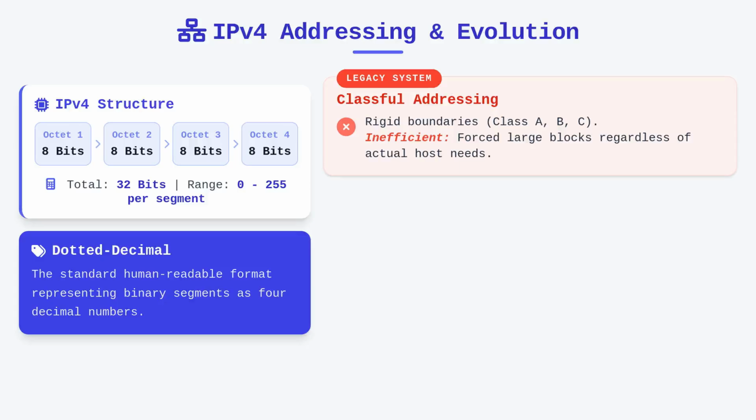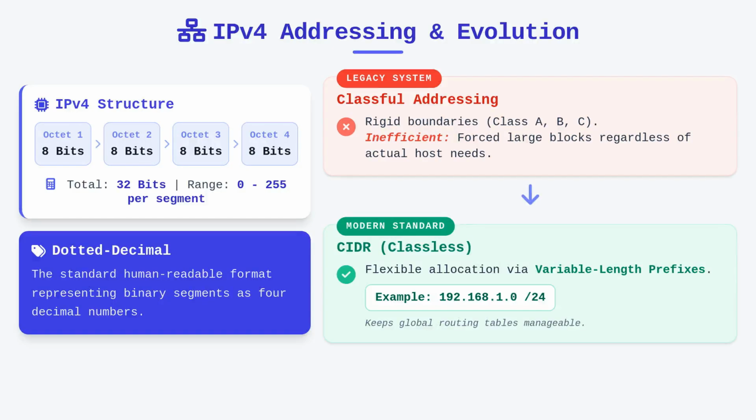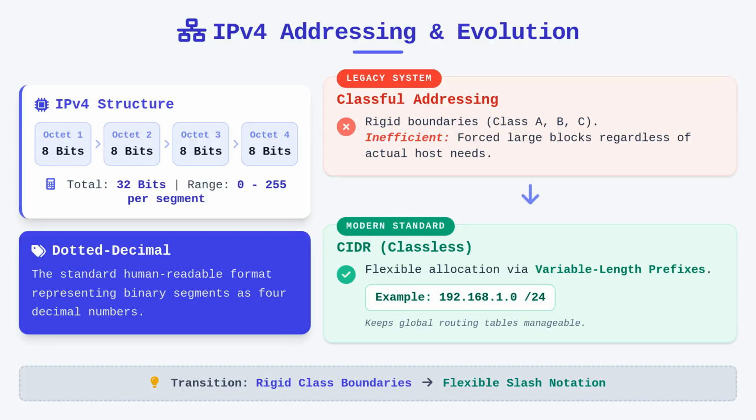Historically, addresses were categorized into classes, such as Class A, B, and C, based on the fixed length of the network and host portions. This classful system proved inefficient because it forced organizations to request large address blocks even when they required far fewer hosts. Consequently, we moved toward classless interdomain routing, or CIDR, which provides a more flexible way to allocate IP addresses using variable length prefixes. Instead of rigid class boundaries, CIDR uses a slash notation to indicate the number of bits allocated to the network portion of the address. This transition is fundamental to how global routing tables remain manageable in the modern internet era.